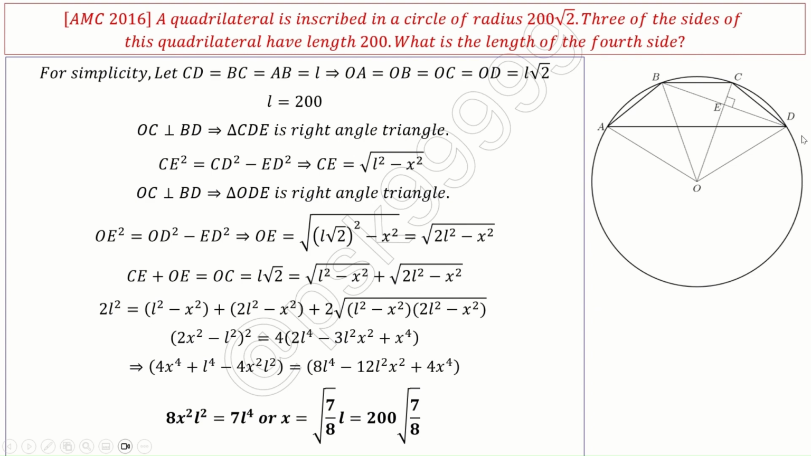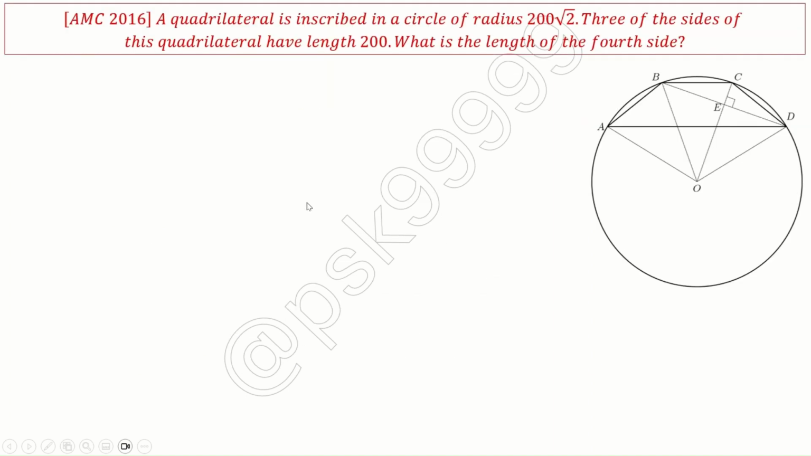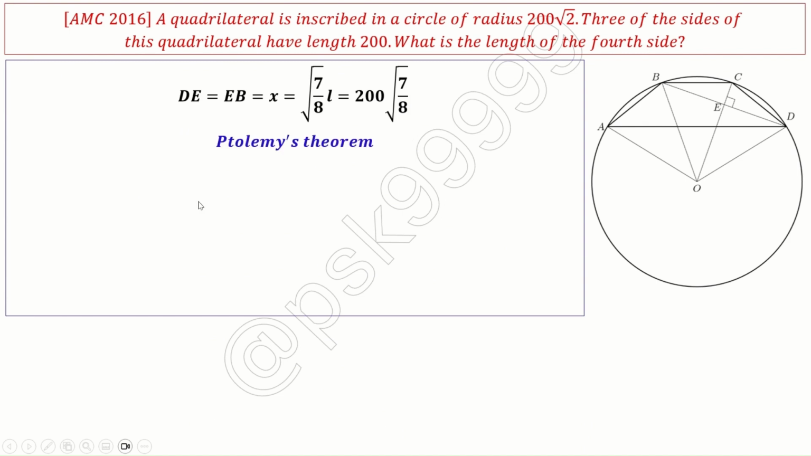Okay, and BD is 2 times this value, correct? And same as AC, also 2 times this one. Okay, now I have 3 sides and 2 diagonals. Only the fourth side is not known, correct? So this is where we apply Ptolemy's theorem.